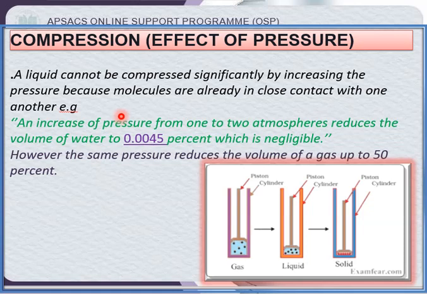Here is the example of the piston and the cylinder. Pressure is applied on this piston with gas particles. These gas particles are easily compressible, but liquid particles are not compressible. Solids are also not compressible.